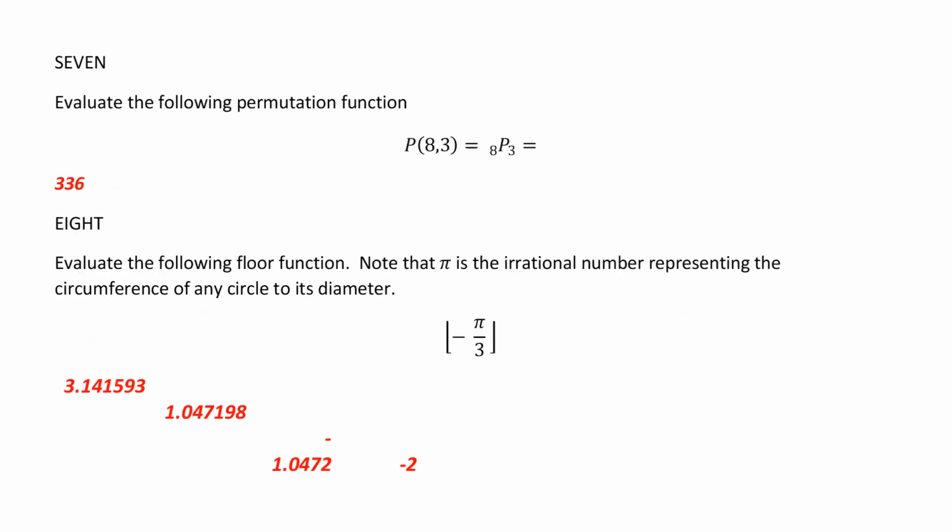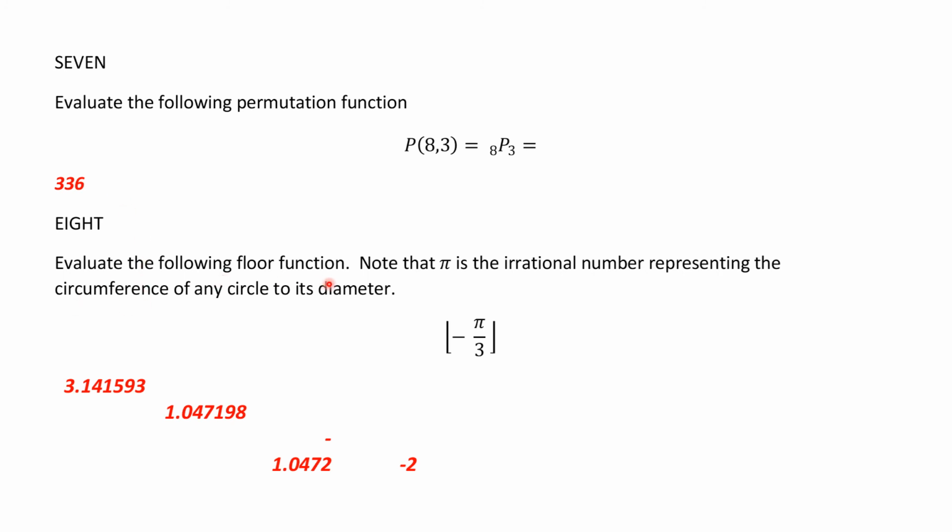Now we have some calculations. This will go pretty fast. Evaluate the following permutation function. You want to know the definition of the permutation function, and when you do this, you're going to get 8 times 7 times 6, and that's going to be 336.